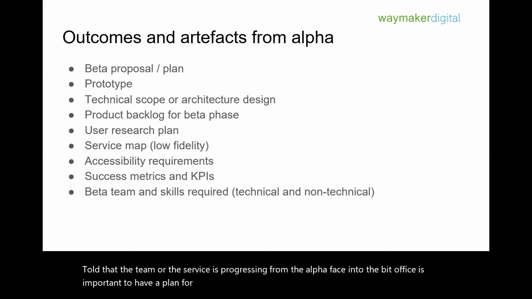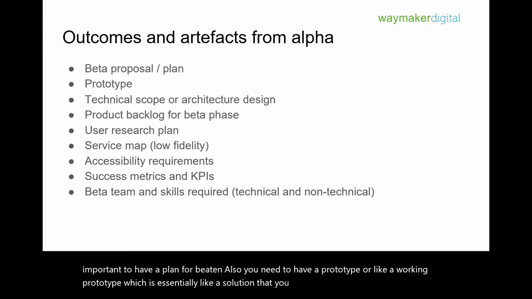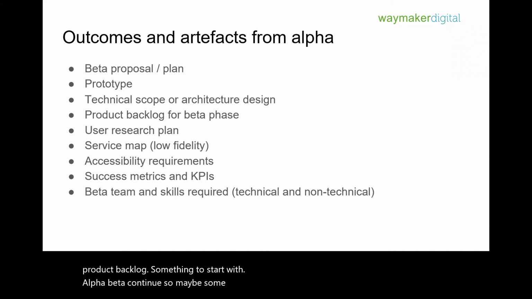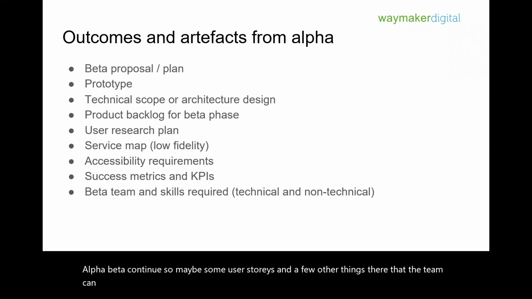Also, you need to have a working prototype, which is essentially a solution that you've identified as one that solves the problem for the users, a technical scope or some sort of architecture, pattern, or design, and a product backlog, something to start with for beta, containing maybe some user stories and a few other things that the team can get cracking on with as soon as you move into beta.